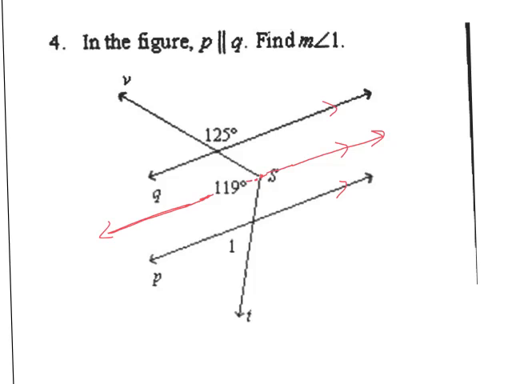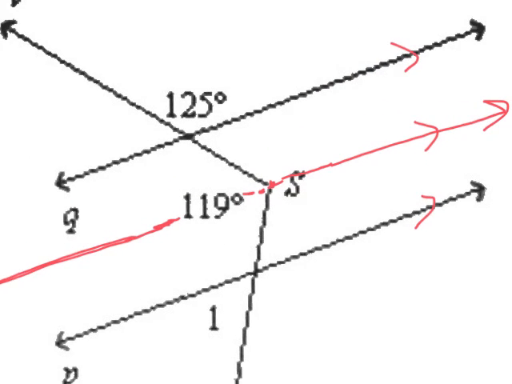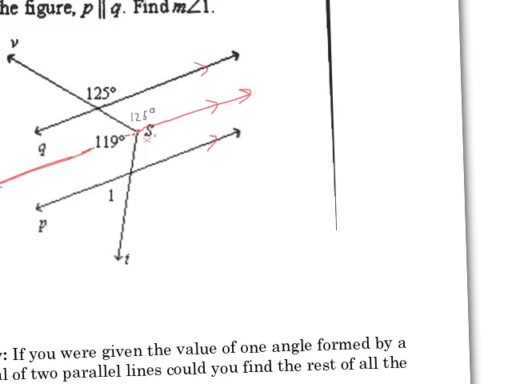For example, don't I have a transversal of two parallel lines here, making these two angles corresponding? So that means that this angle right here is 125 degrees. Well, I know that anytime I go all the way around in a complete circle, it should add up to 360. So if I was to just call this angle x degrees for now, I would be able to say that 125 plus 119 plus x equals 360.